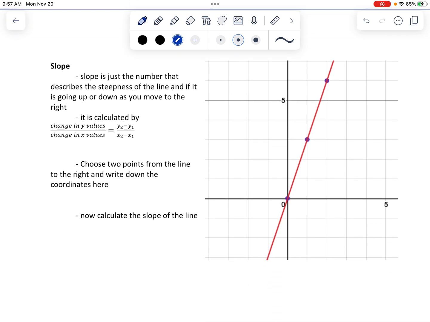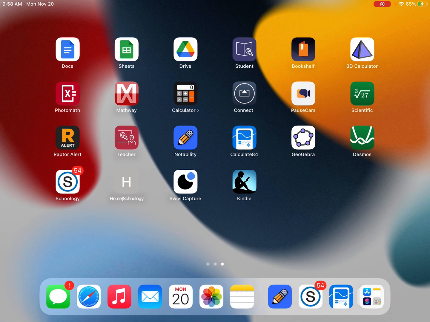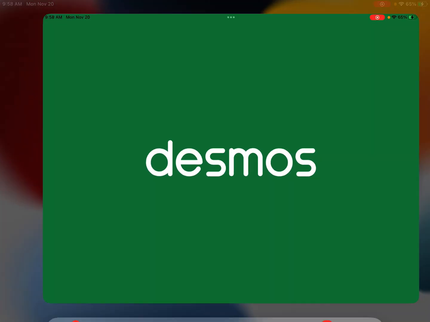All right, so let's talk about lines. When we put an equation in Desmos, y equals mx plus b. Hopefully you went to Desmos and you did this activity. When you move the m back and forth, you're changing the slope of a line. And when you change b, you're changing the y-intercept. Let's go to Desmos here.